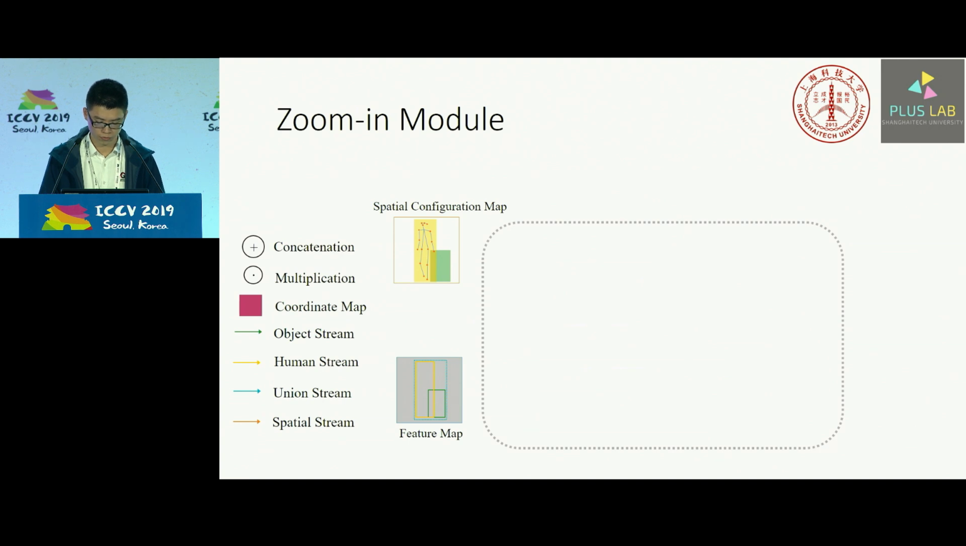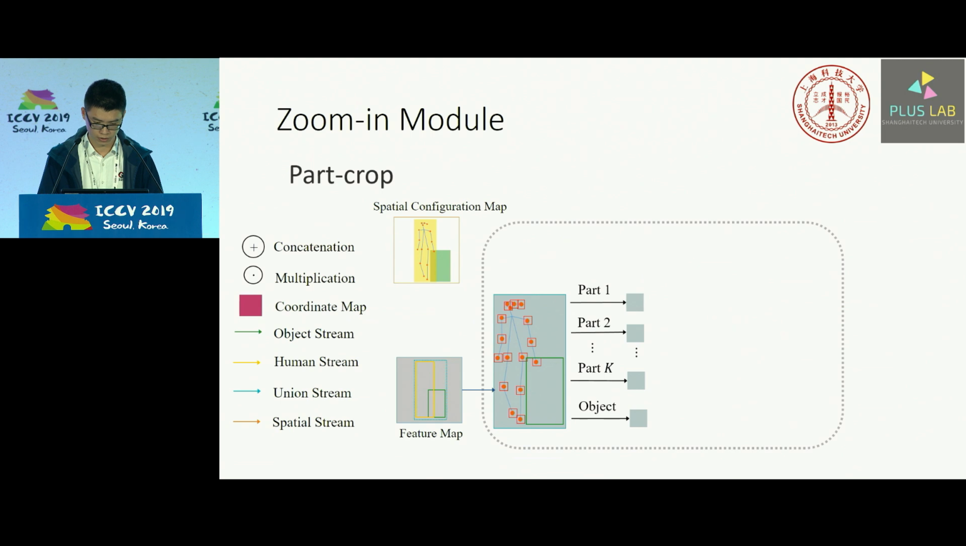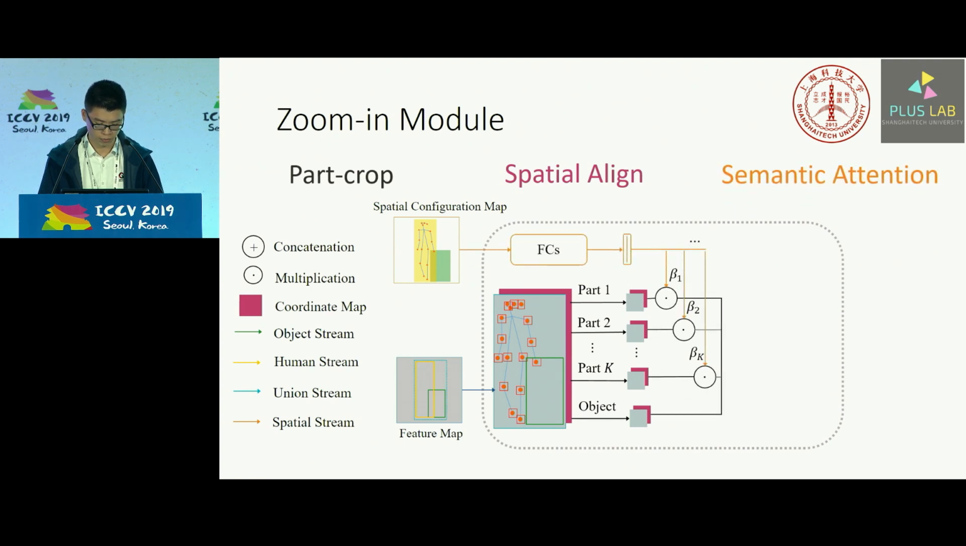Our zoom-in module consists of three components: part crop component, which crops part features, and object feature. In addition, we noticed that the spatial configuration of human parts and objects is informative for HOI classification. We thus propose a spatial align component, which augments parts and object features with a coordinate map. The coordinate map encodes the relative spatial offset between parts and objects. We also use the spatial configuration map to estimate a semantic attention, which is multiplied with part features to suppress the irrelevant parts for the current human object proposal. We finally concatenate parts and object features and embed them into a local representation, which encodes detailed semantic particles.